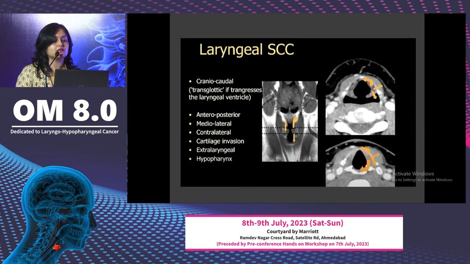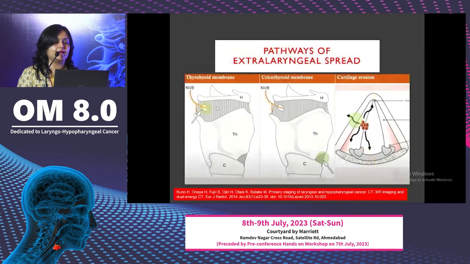So as we discussed, in case of laryngeal squamous cell carcinoma, the transglottic extent, the anteroposterior extent, whether the disease is limited to the hemilarynx or crossing the midline, presence or absence of cartilage invasion, exolaryngeal spread, and hypopharyngeal involvement. These are the checkpoints for us to remember whenever we are seeing laryngeal malignancies.